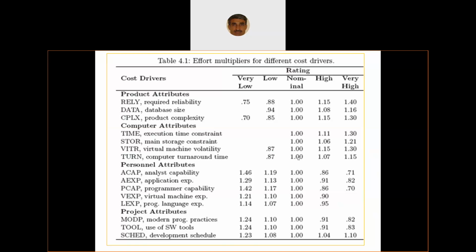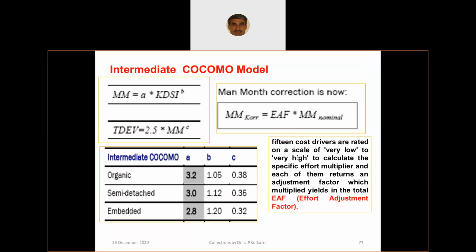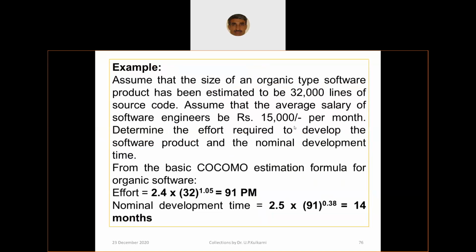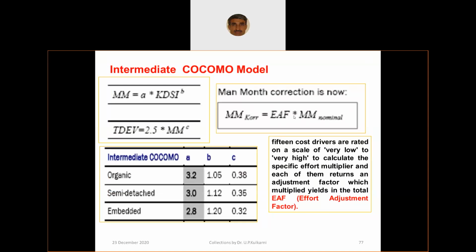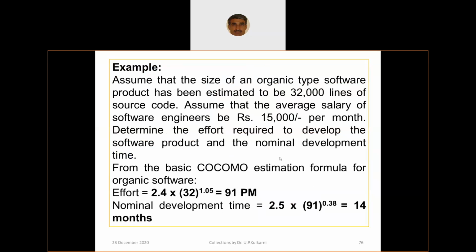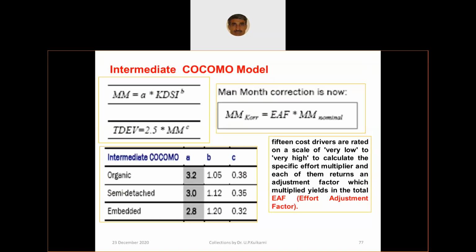Until it is given, we don't ask you to remember this, but you should know the overall procedure. The effort you computed earlier in the initial model, you multiply with the effort adjustment factor. That's all. The rest is the same: 2.5 into man months raised to 0.38 for development time. This remains the same. The person months you computed, you multiply by the effort adjustment factor. Are you clear about this? Yes, sir.